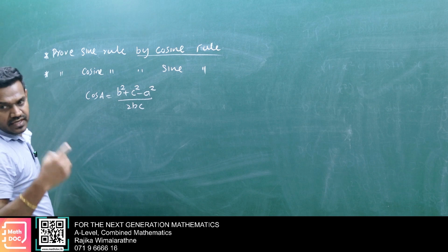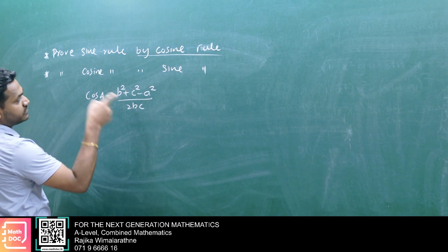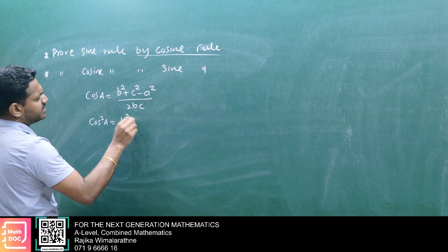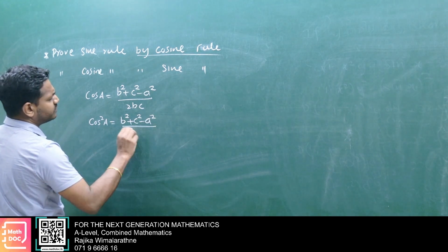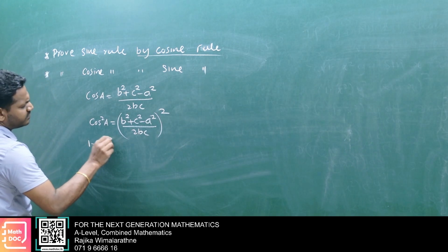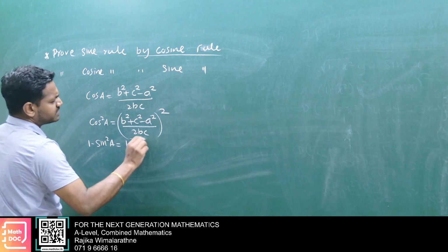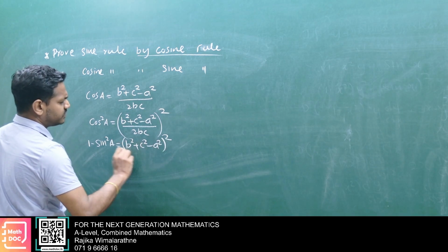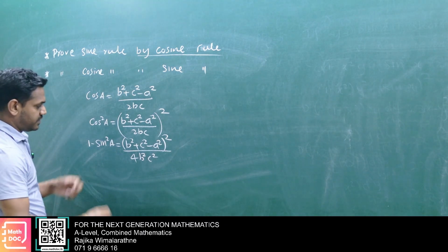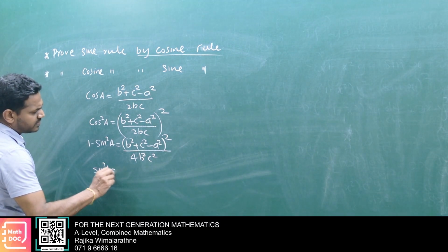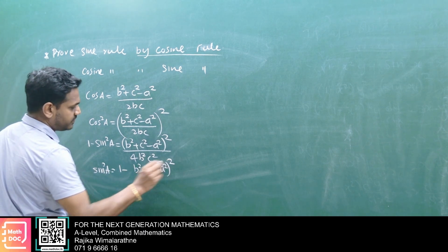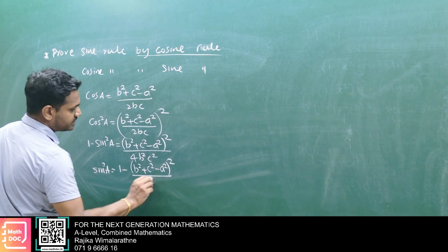Then we need to get sin A over a now. To convert cos into sin, square it first. Cos² A equals ((b² + c² − a²) over 2bc) squared. Then here, 1 minus sin² A equals (b² + c² − a²)² over 4b²c². Then make sin² A the subject: sin² A equals 1 minus (b² + c² − a²)² over 4b²c².